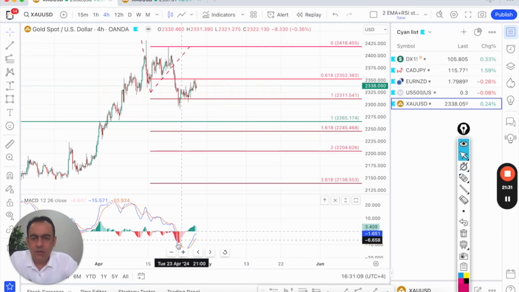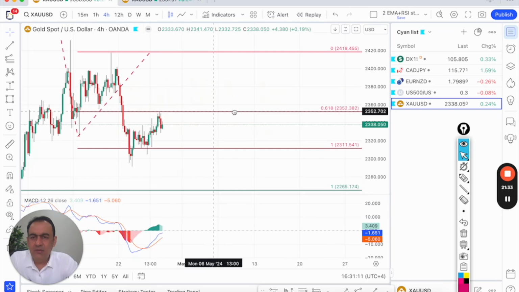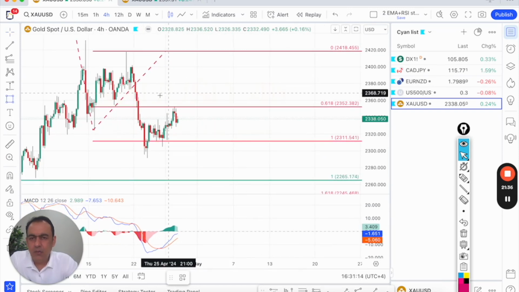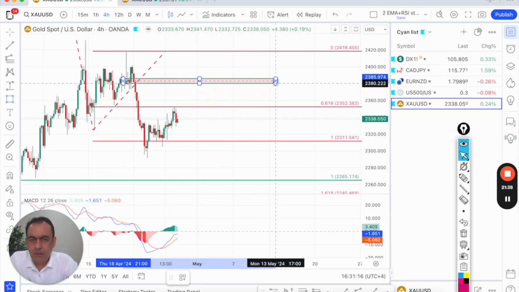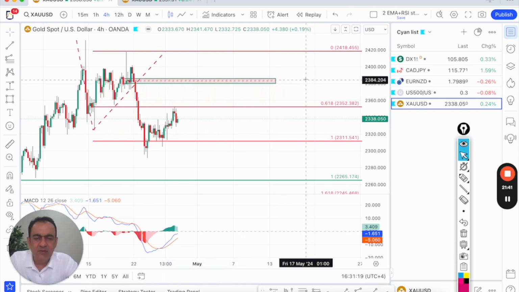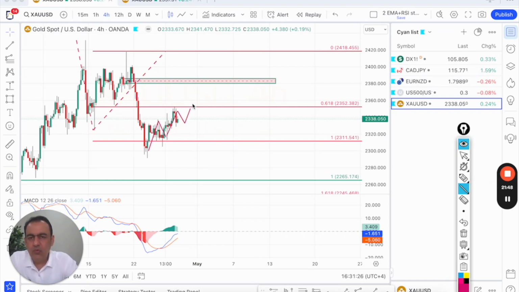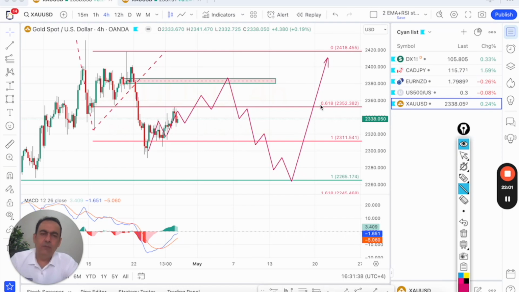Alternatively, the other resistance level which is coming into play is around the price of 2379 or 2380. So alternatively, I can see that gold can rise up to 2379 or 2380, and then it can run into the major support, finally breaking in the bullish direction. So this is the multi-time frame analysis for gold.